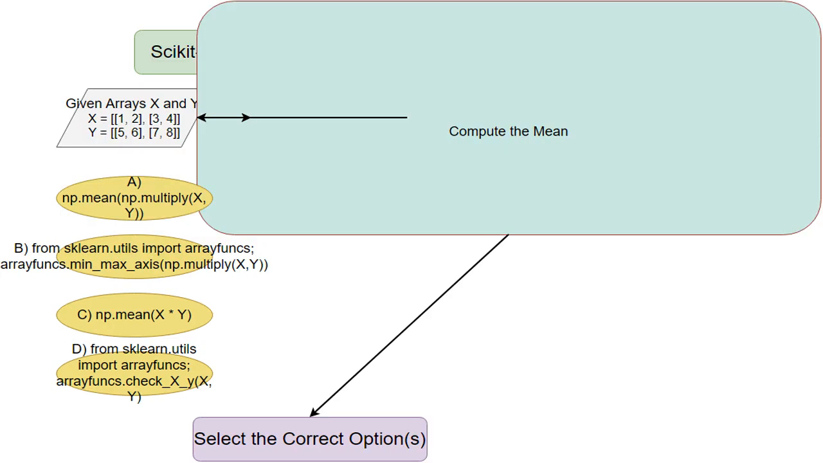Once the element-wise product is calculated, the next step is to find the average, the mean, of all the elements in the resulting array. This is a fundamental statistical operation. For example, suppose the element-wise product resulted in the array A, B, C, D. The mean would be A plus B plus C plus D, divided by 4. NumPy offers a handy function to calculate this efficiently.